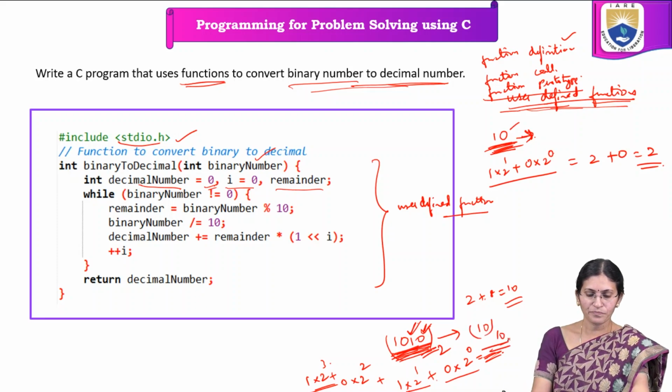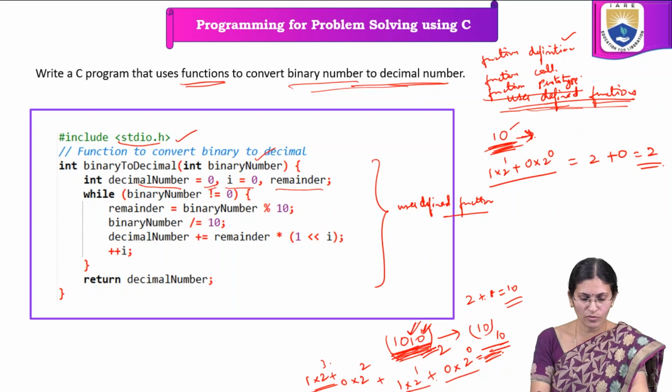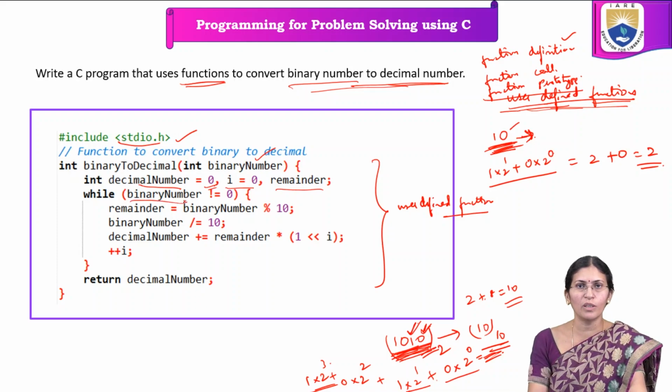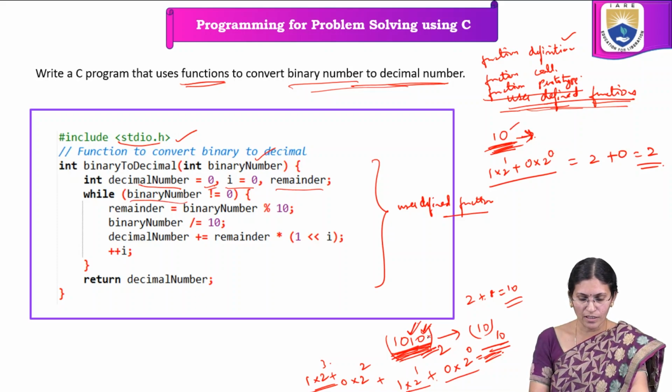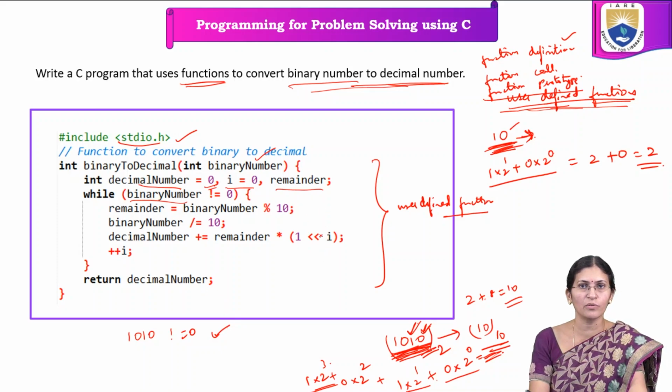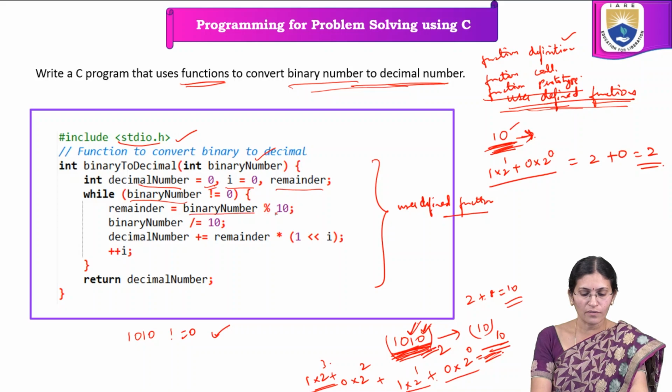Let us see the logic here. While the binary number is not equal to 0, suppose we enter 1010, this is not equal to 0, so the condition is true. It will execute the statements in the user defined function. After that we get the remainder for this number, which is 0 in the first iteration.